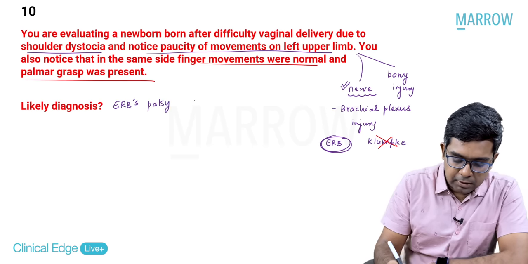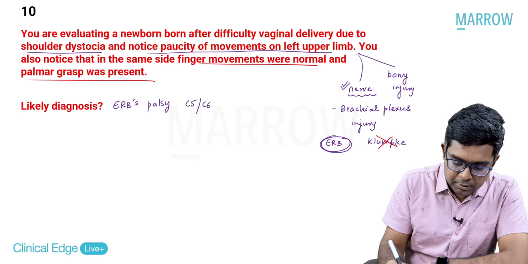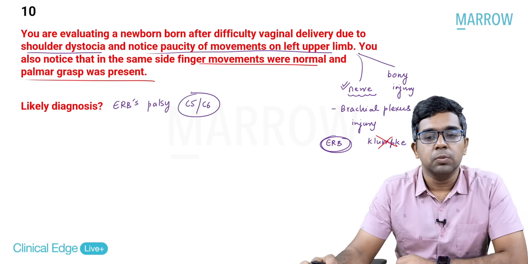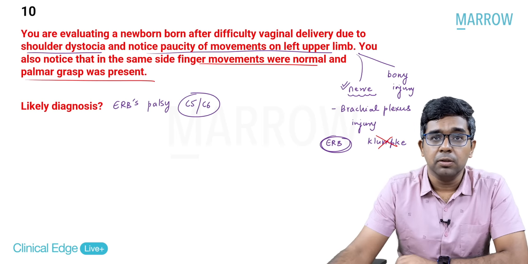and the nerve roots which are affected include C5 and C6. Okay, right? So this is what will be my diagnosis in this particular question.